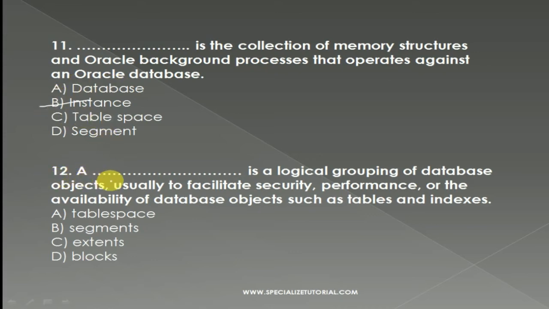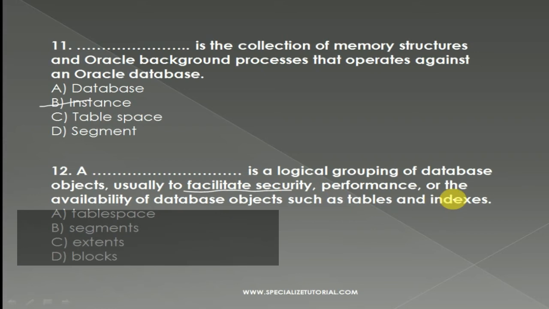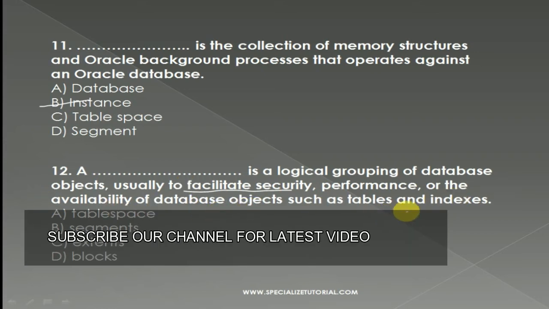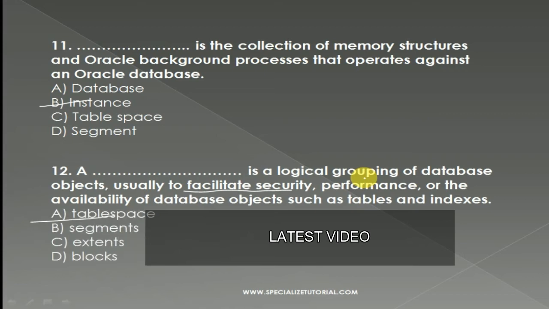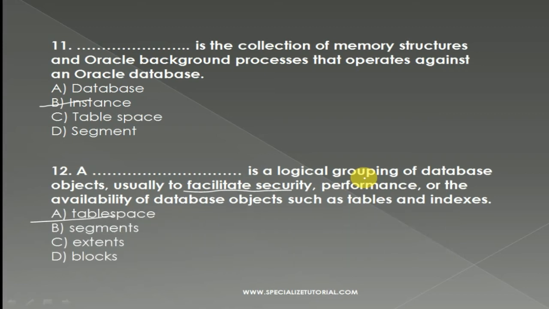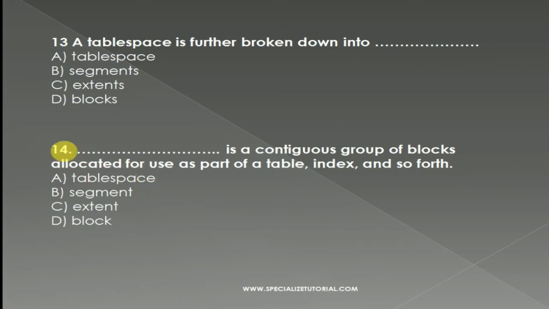This is a logical group of database objects, usually to facilitate security, performance or availability of the database, such as tables, indexes; options are table space, segment, extent and blocks. A table space is a logical group of database objects, usually to facilitate security, performance and availability of the database objects such as tables and indexes. So A is the right answer, the table space. Now take the next question, question number 13.